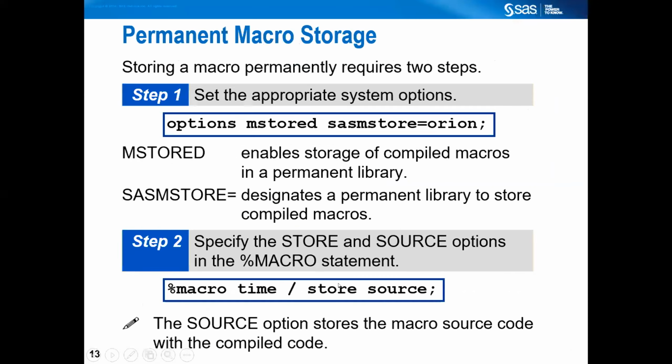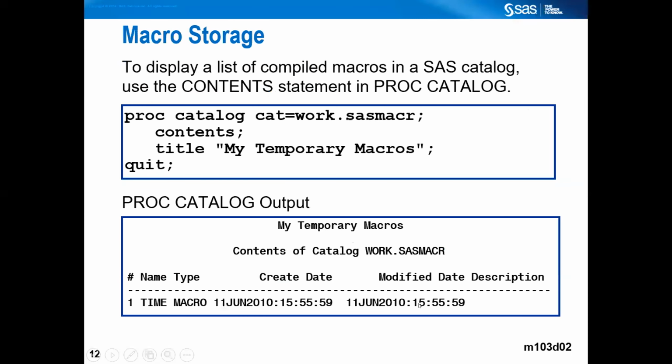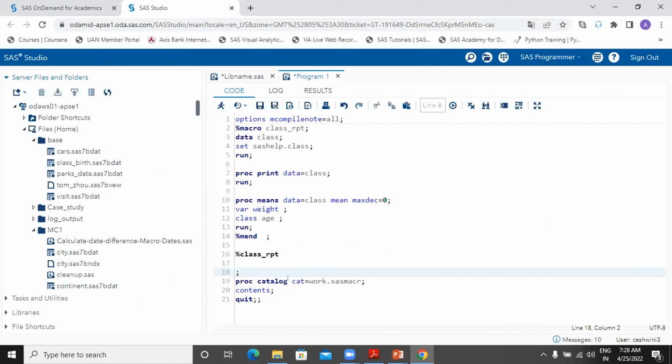So this is how you get the report of a macro that is saved as a catalog file. It's telling the time macro was created and modified. Because you had given a title, the title appears in your output window for proc catalog.